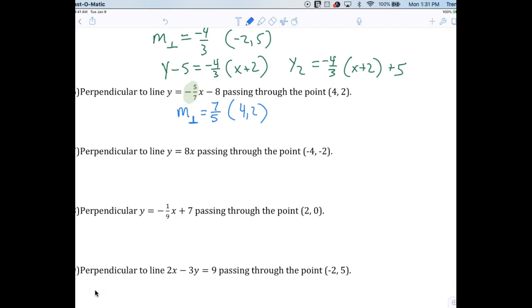Okay, so it's y minus 2 equals 7/5 x. Brilliant.